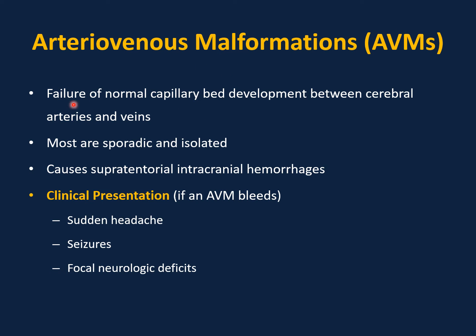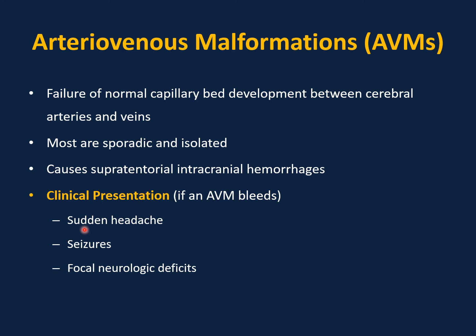Arteriovenous malformation is failure of normal capillary bed development between the cerebral arteries and the veins. Most cases are sporadic and isolated. It causes supratentorial intracranial hemorrhage. The clinical presentation depends on whether the AV malformation bleeds. If it doesn't bleed, they can live asymptomatic with no problem.